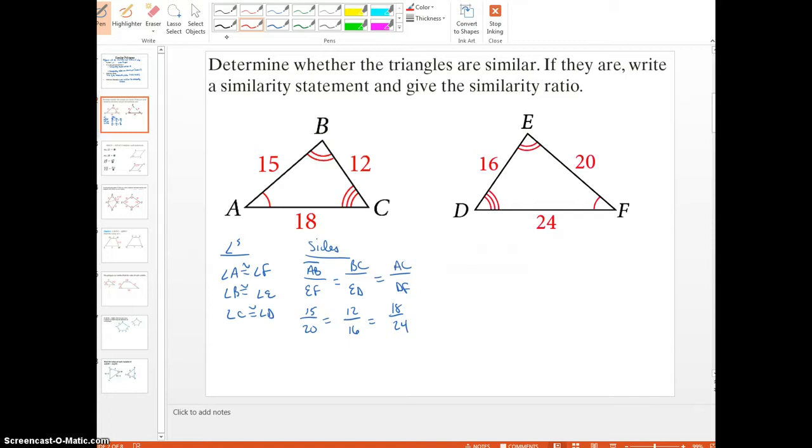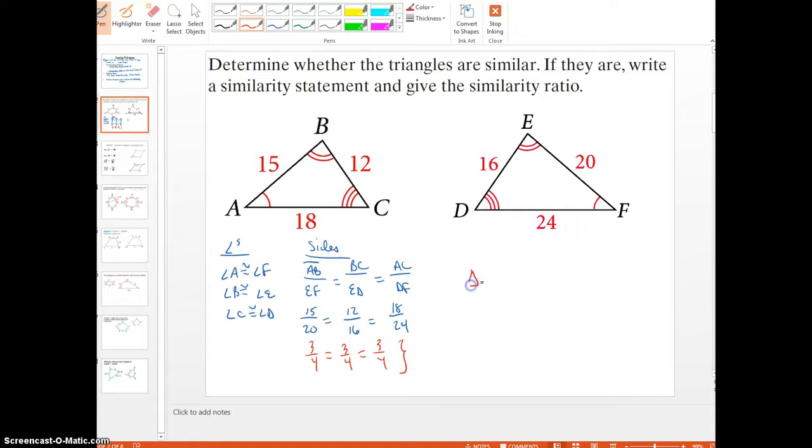Although it doesn't look like these ratios are equal right now, one thing you can do is divide them in your calculator and get the decimal values to see if they're equal, or you can reduce the fractions. Both of these can be divided by 5, so we get 3 to 4. Both of these can be divided by 4, 3 to 4. Both of these can be divided by 6 to give us 3 to 4. Are the ratios of the corresponding sides equal? Yes. Therefore, these triangles are similar.